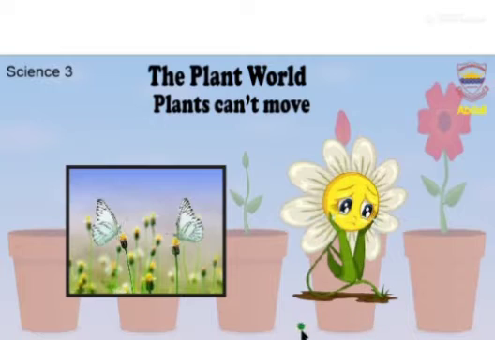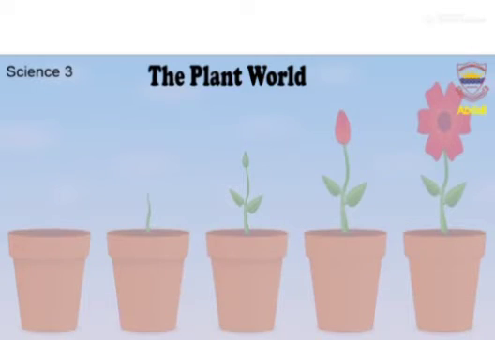Why can plants not move? Animals are able to move to find food, but plants cannot move because they grow in one place.